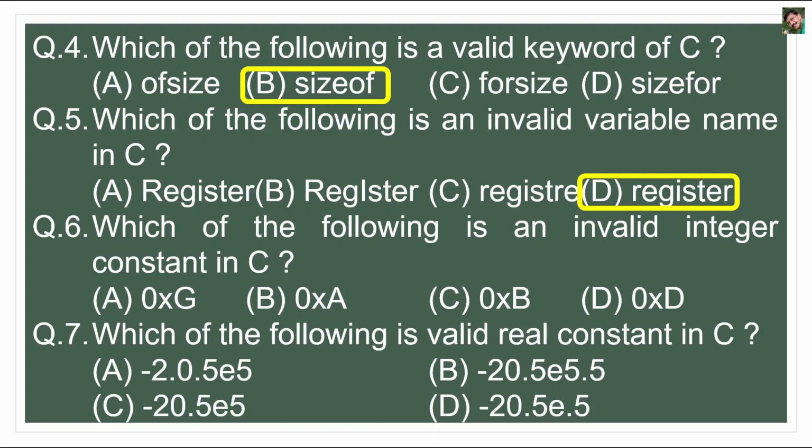Hexa is 6 and decimal is 10. So hexadecimal has a total of 16 unique digits, starting from 0 to 9 and then A, B, C, D, E, F. So if you go accordingly, option A is wrong because there cannot be any hexadecimal number with G, because G is not a part of hexadecimal number system.